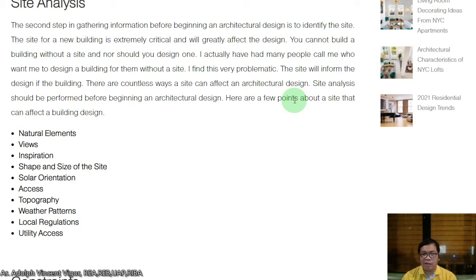Then, of course, the local regulations. Here in the Philippines, we're talking about the National Building Code, the Fire Code, the Structural Code, the Plumbing Code. There are a lot of codes that we need to know and study. You will encounter them later on as you go through architecture, because we have a subject on building laws. Then utility access. You must consider where the drains and the electrical systems are. In other countries, you have to consider the gas lines.